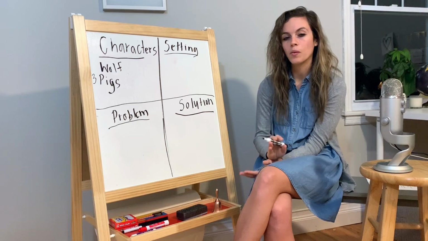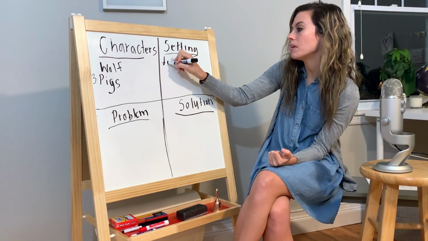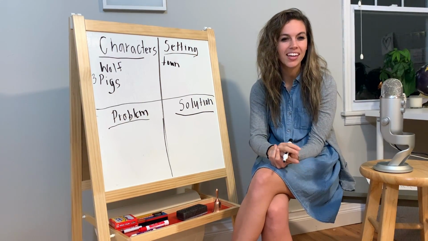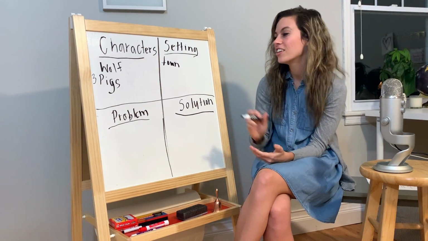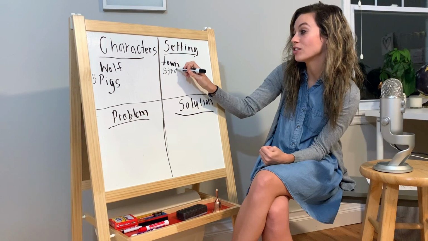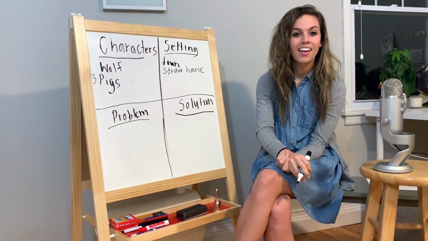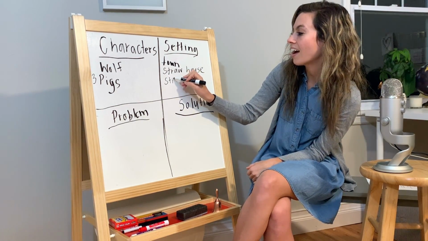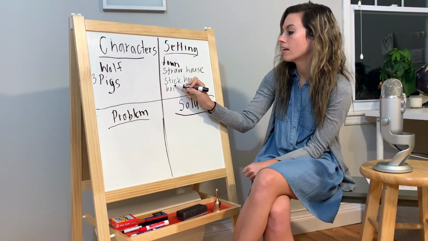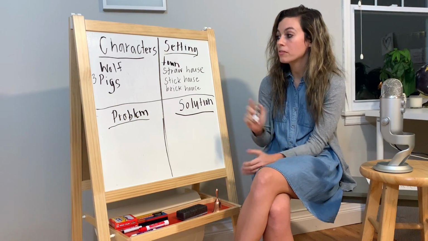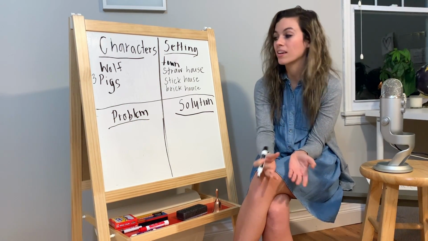And boys and girls, where was the setting? Where did the story take place? In the town? Can we be more specific? Where did the story take place? And the setting actually changed. Where did it take place? So there was the first house, which was the straw house. Was there another setting? The stick house. And where was another one? The brick house. So that was where it took place. It doesn't really tell us when it took place, so we could just assume that it either happened the present time or in the past.